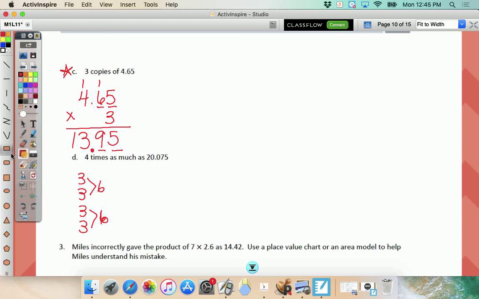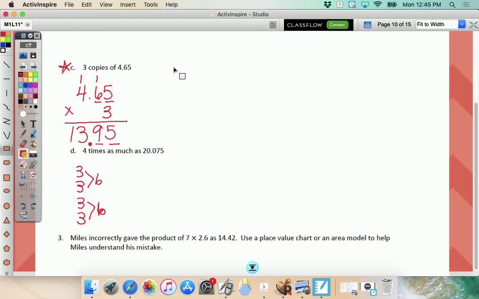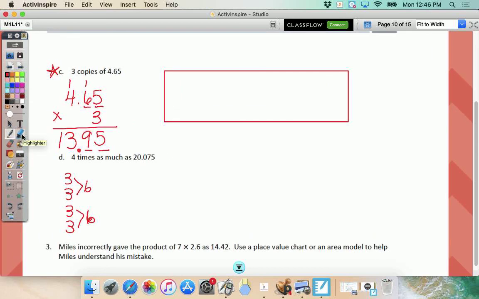Whoops, that's not what I meant to hit. The rectangle tool, right? No. The cheat. Cheater. No, I'm recording. Be nice. Okay, go ahead and make a rectangle. We're going to do one more of these together, and then you're going to try it on your own.